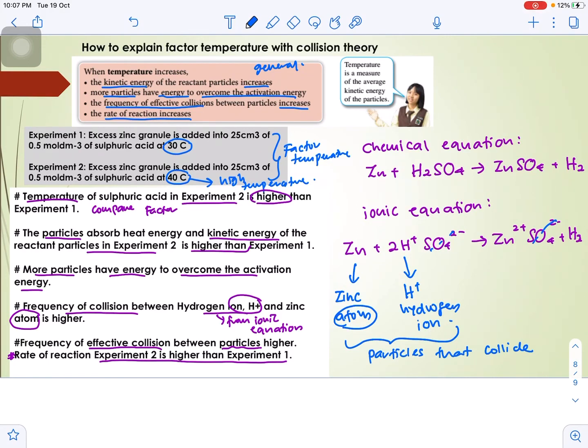So that's all for this subtopic. I hope you can find another example and try to write and explain factor temperature relate with the collision theory.